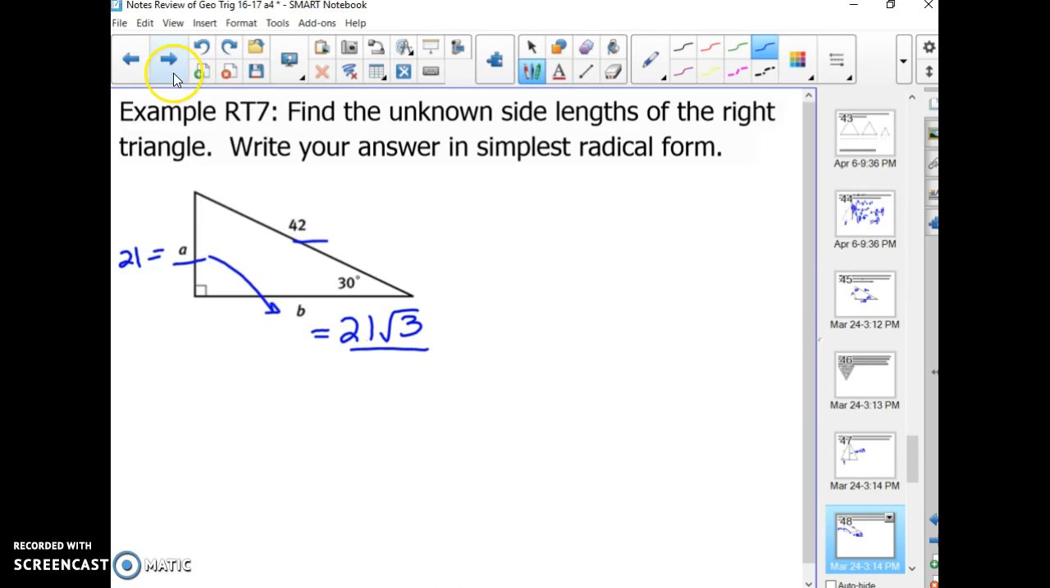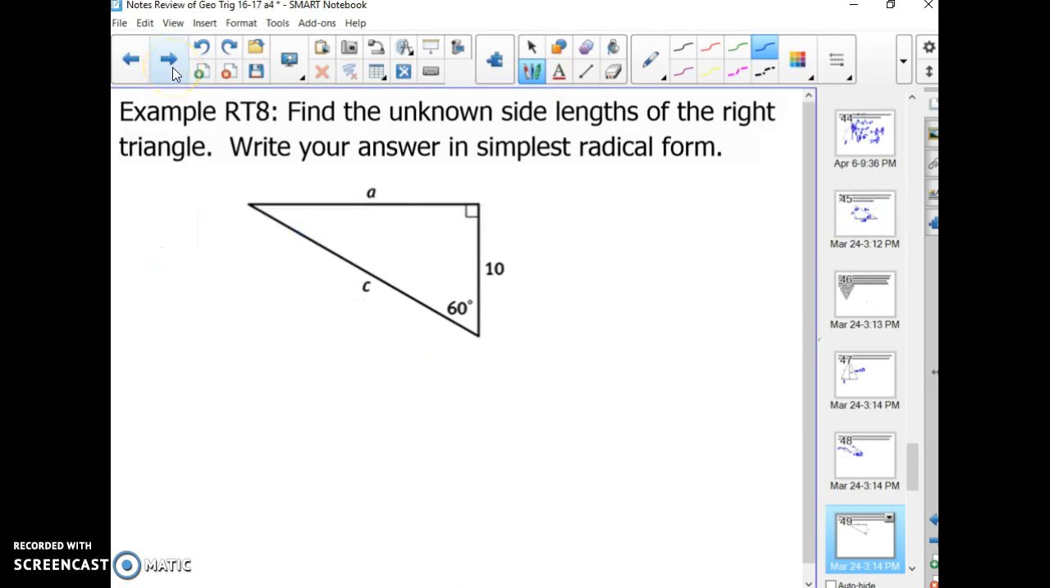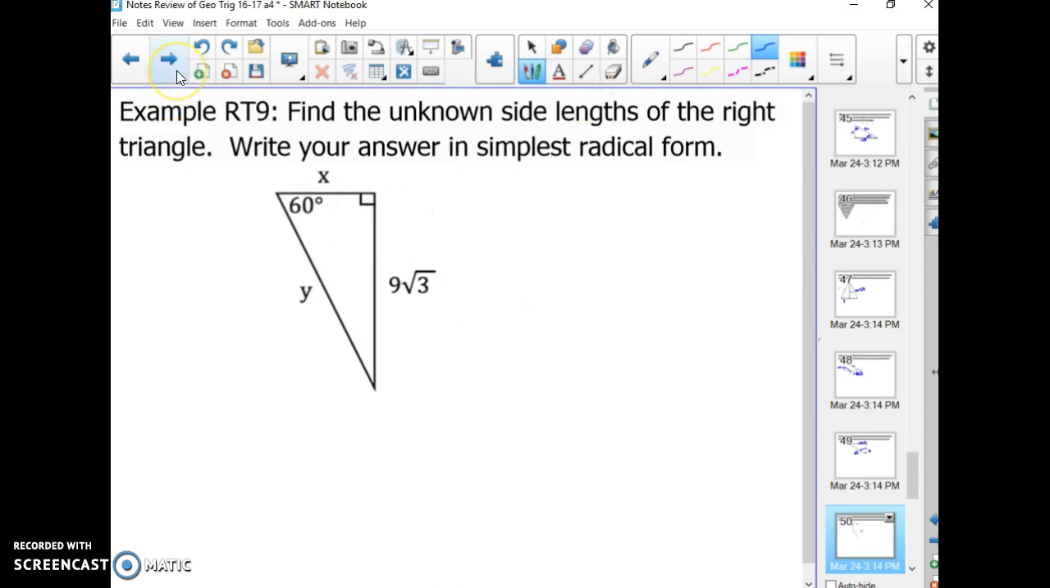So my side length is done. Here's my next one. If this is 10, and that is my short side, the c has to be twice as big, so that has to be 20. And then that has to be 10 times the root of 3. So here's my next one. If this is 9 root 3, so I know that this is equal to my short side times root 3. They both have root 3, so x is equal to 9. That has to be twice as big, and that is 18.